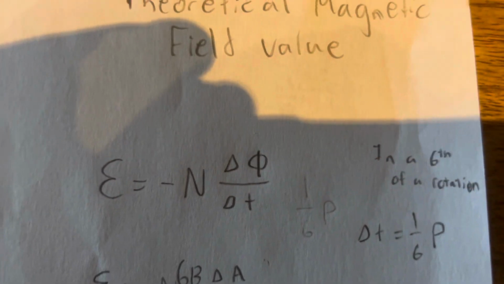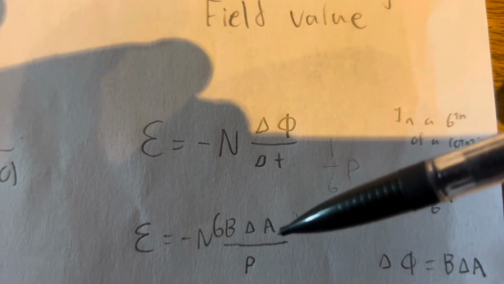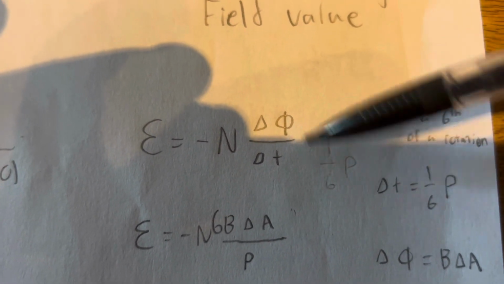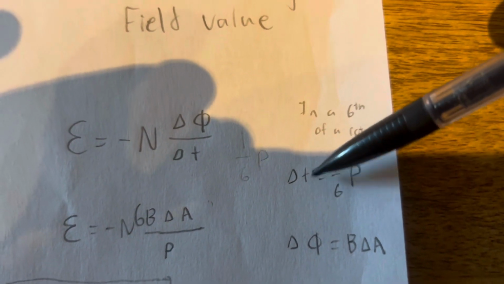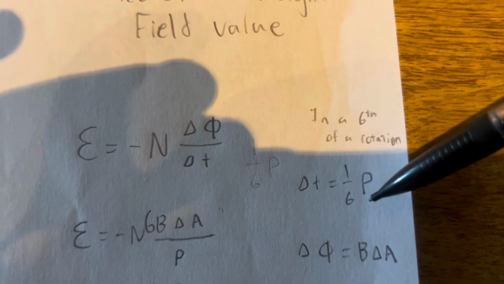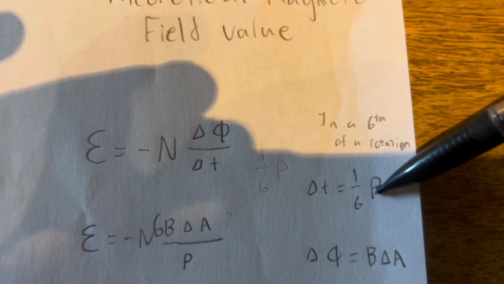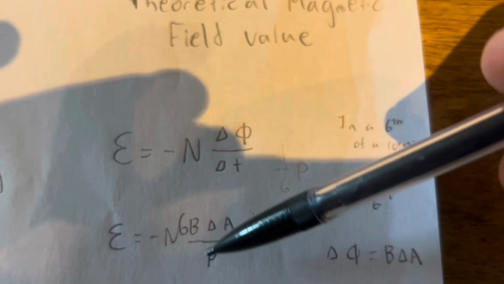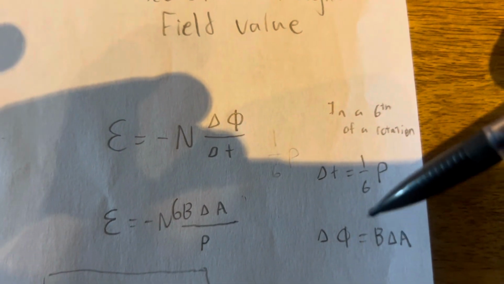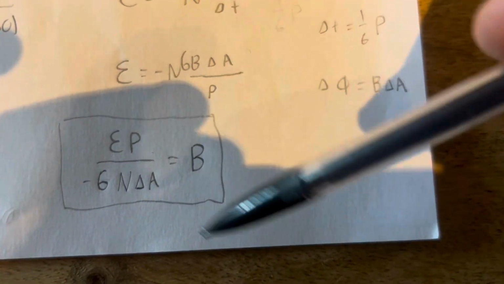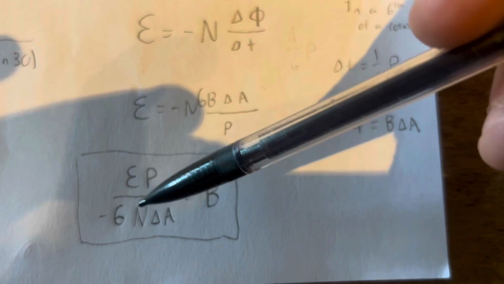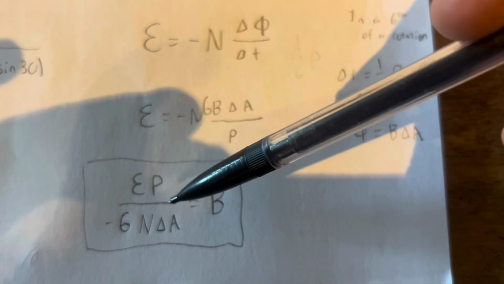Now, you can change that into B times area, which is the flux equation, and you can change the time to, well, the time is 1/6 of the period. The period is 1 rotation, and that would be 1/5 of a second. And it's 1/6 of that, so you have to put the 6 up there because the T is down there, and I changed that to that. And that ends up looking like this. So if you want to solve for the B field, this would be the equation here.